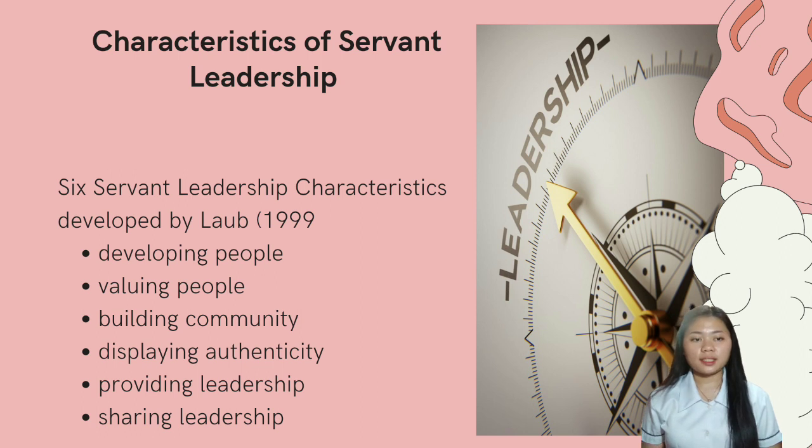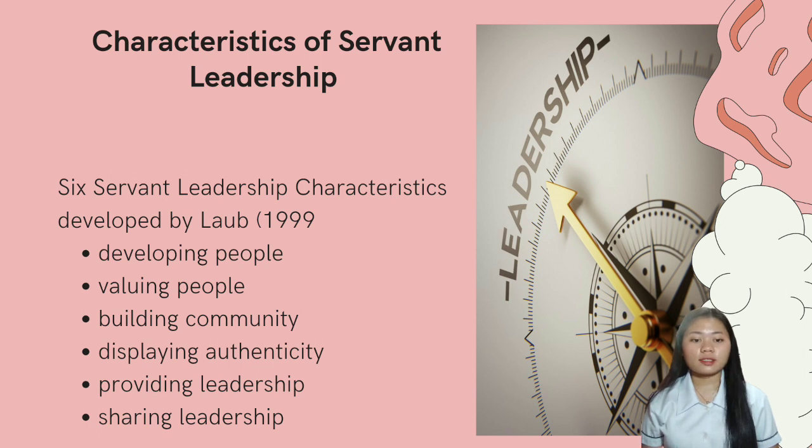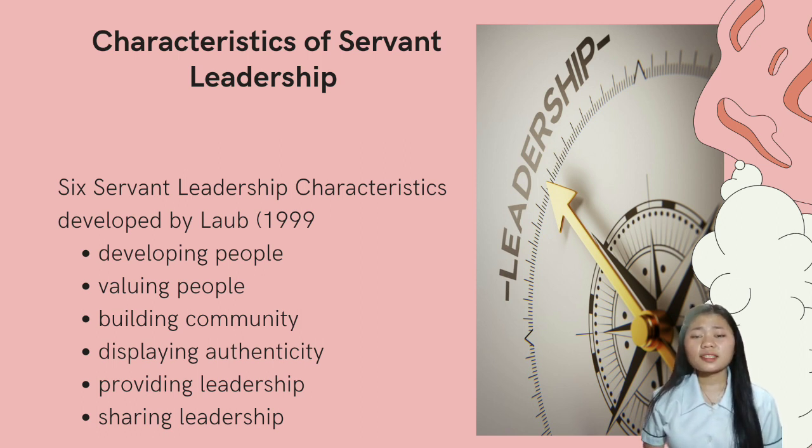Next is building community. Here, bringing people together and creating a sense of togetherness. Next is displaying authenticity. Here, they show their true selves. They treat themselves as human beings to others. And they approach conflict with great awareness and they listen to understand. Examples of authenticity are self-expression, responsibility, integrity, self-awareness. So that is displaying authenticity.